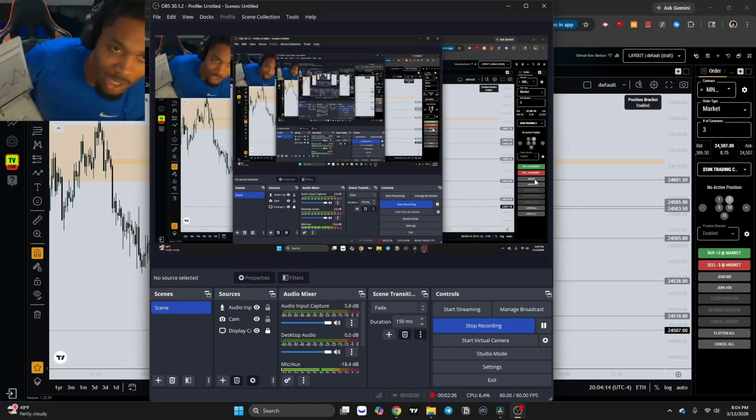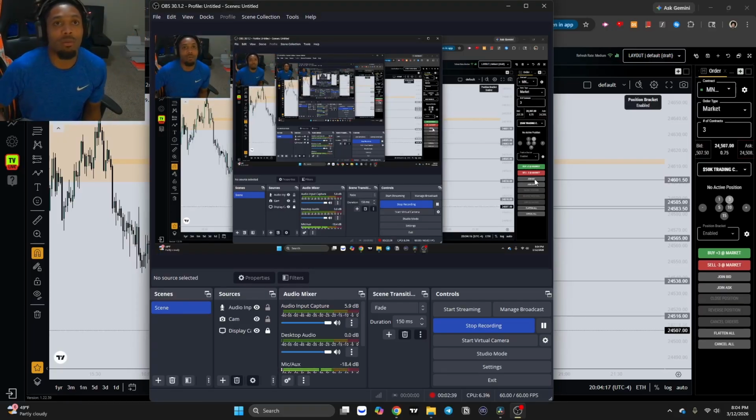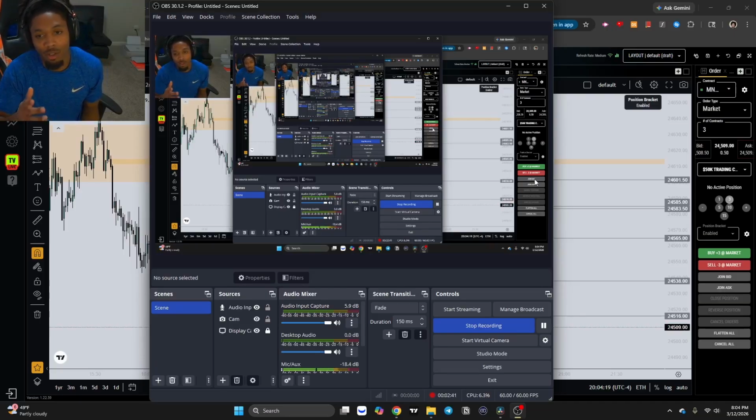Once again, long story short, I'm not trying to leave y'all hanging, but this model is probable. It happens sometimes. It doesn't happen all the time, but it happens sometimes.